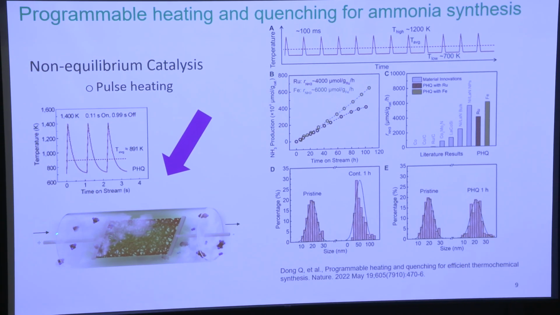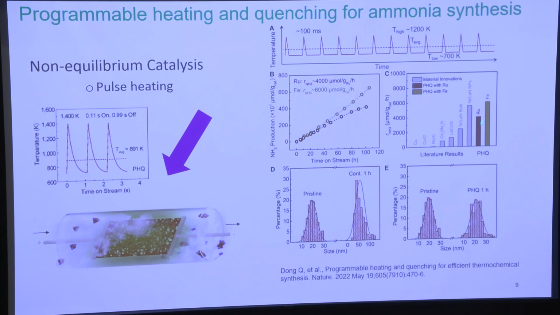You can put in nitrogen and hydrogen, and you put a catalyst on the surface, and you pulse it as a function like that. You try to understand how much ammonia is produced. So you can see that between using different catalysts, you can form probably 6,000, 4,000. But if we compare, this is the method we have by using pulse heating and quenching. This is the yield compared to the yield of the others.